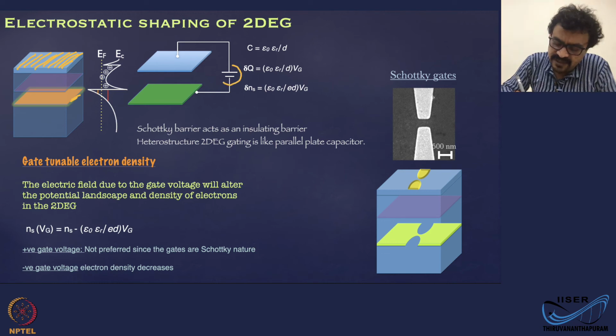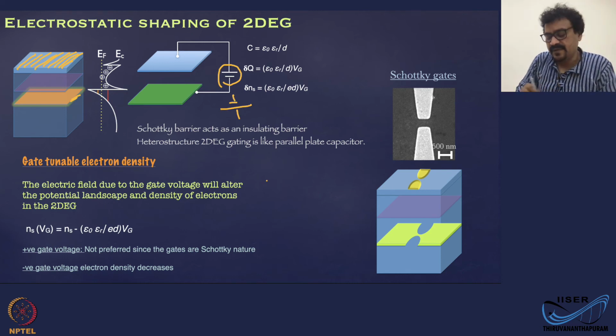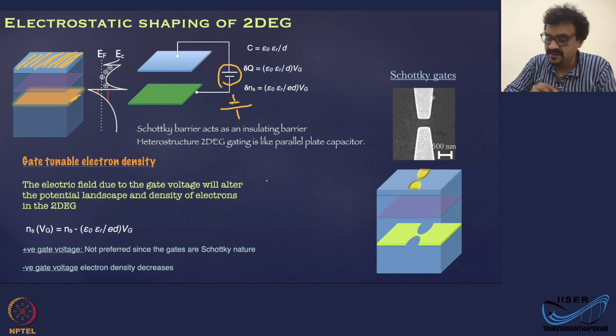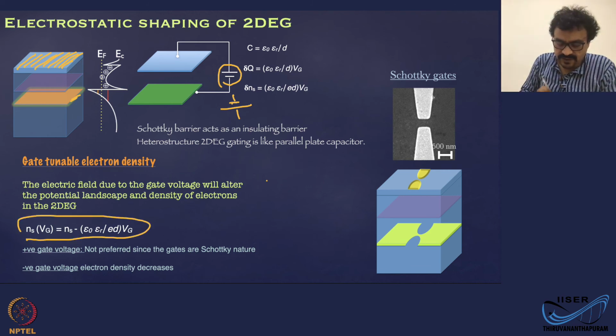This is not really an ideal situation for an electron system. So for an electron system, you should draw it this way. You should apply negative voltage, then you can actually reduce the carrier concentration here. This is the formula for it.